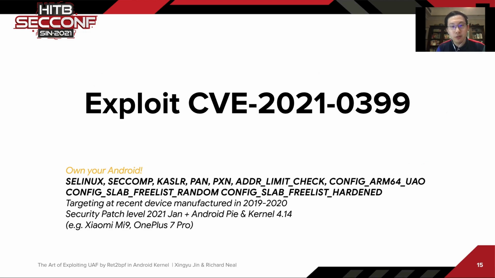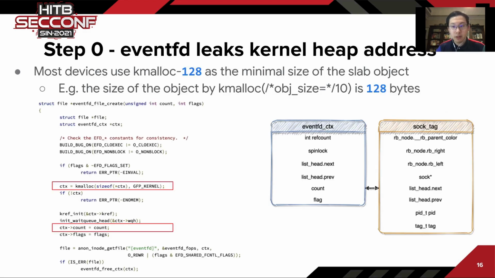First of all, if you are not very familiar with Android kernel exploitation, most Android devices nowadays use kmalloc-128 as the minimum size of the slab object. So the size of the object allocated by kmalloc is actually 128 bytes. The first kernel structure we want to abuse is eventfd. As you can see, the count actually overlaps the list head in the socket tag structure.